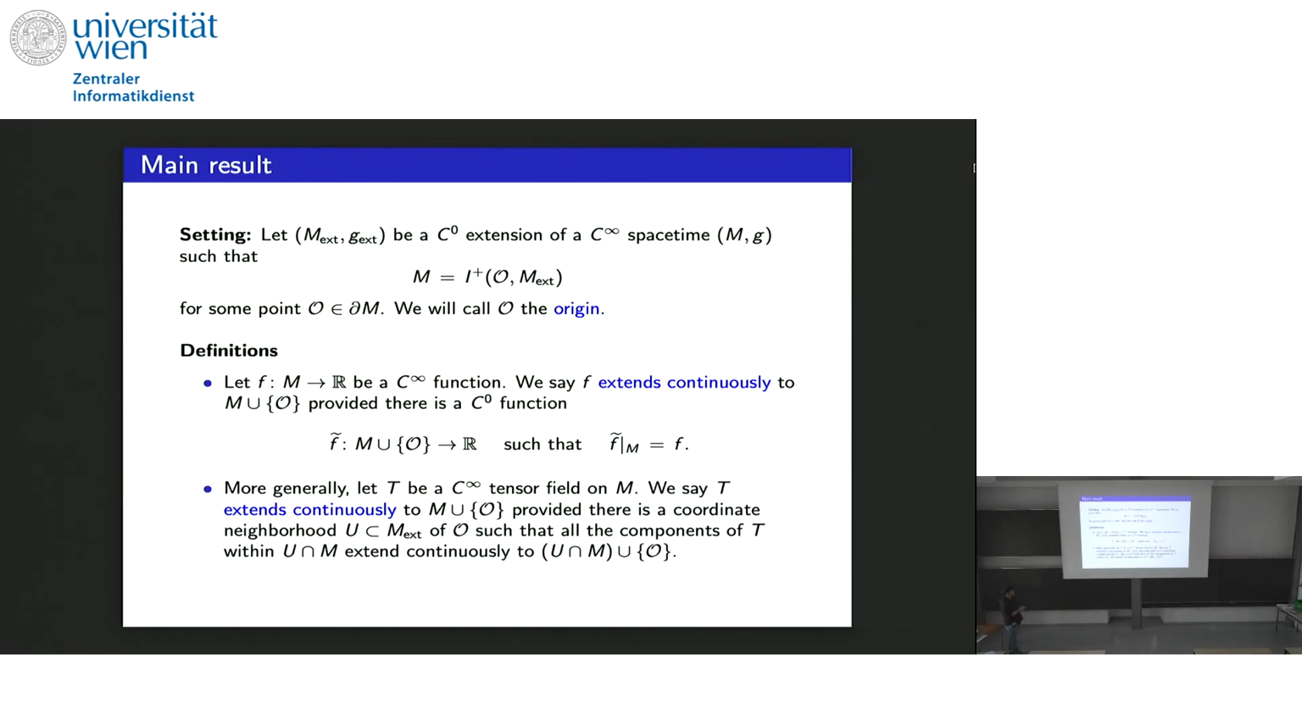All right, more generally, consider any C infinity tensor field. We say T extends continuously to the origin, provided you can find a coordinate neighborhood U of the origin such that all the components of T within this neighborhood intersected with your spacetime extend continuously to the origin. And this doesn't depend on the coordinate system that you chose, by the usual transformation law for tensor components.